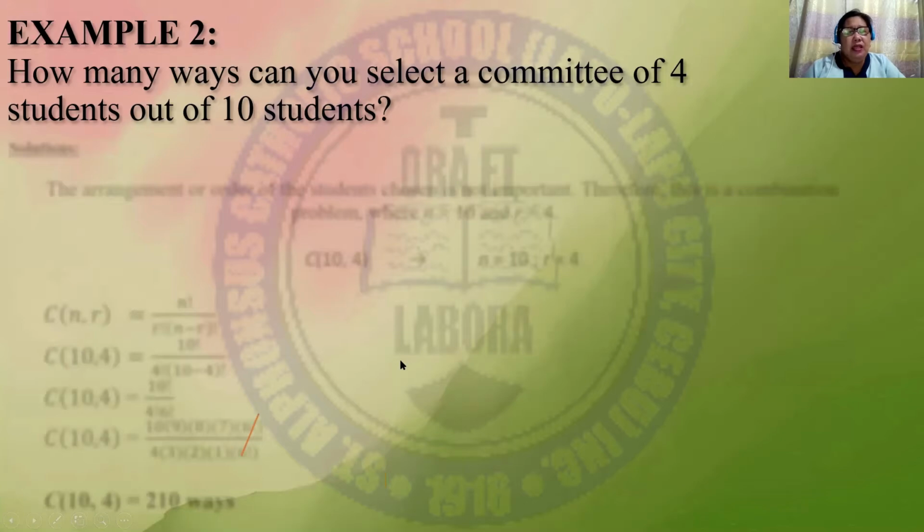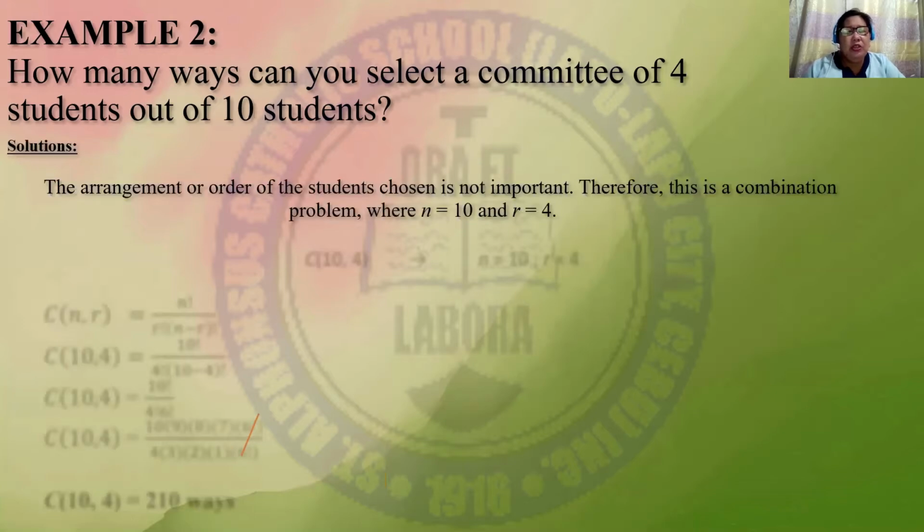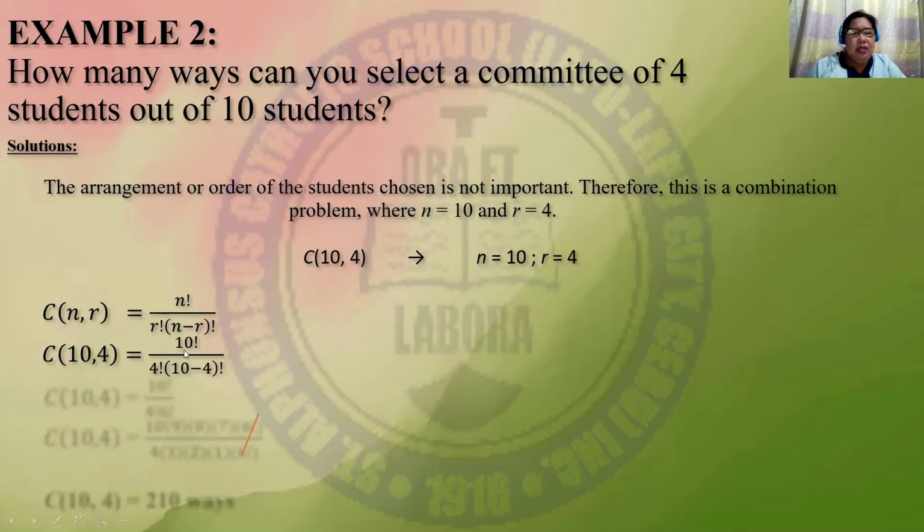Another example, how many ways can you select a committee of 4 students out of 10 students? For the solution, the arrangement or order of the students chosen is not important. Therefore, this is a combination problem where n is equal to 10 and r is equal to 4. So, this would be the format, C(10,4). Using the formula of combination, n factorial over r factorial times the factorial of n minus r, we substitute 10 to n and 4 to r. So 10 factorial over 4 factorial, 10 minus 4 is 6, so 6 factorial.